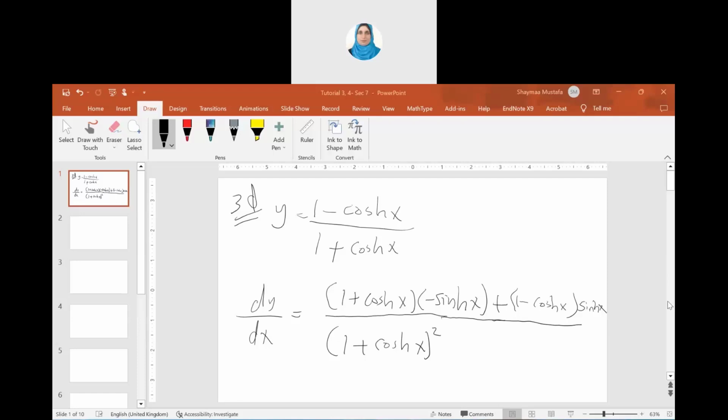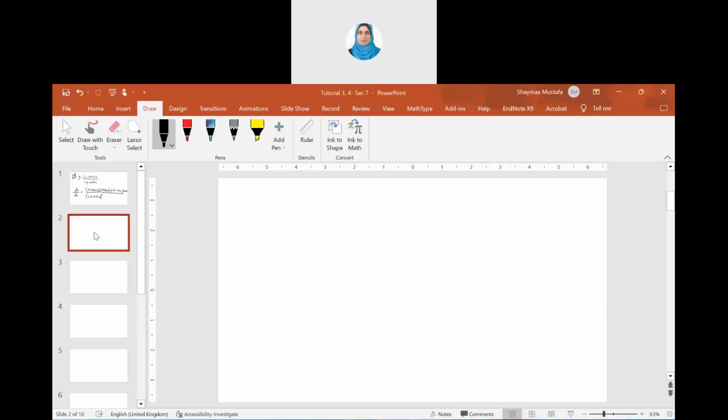Question 2i is y is equal e to the power x minus 1 over e to the power x plus 1.